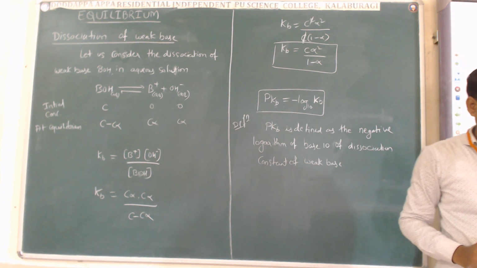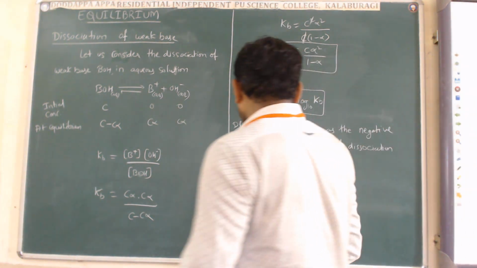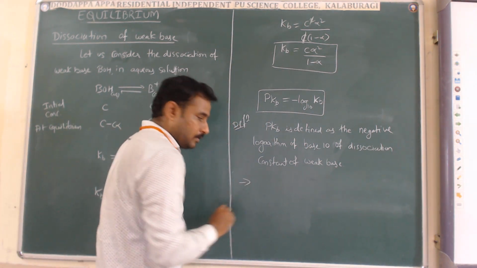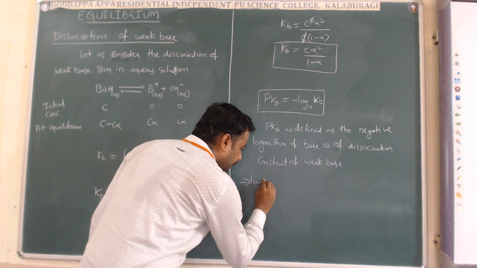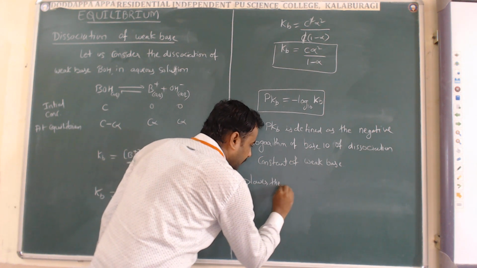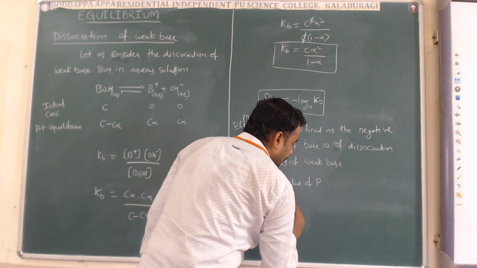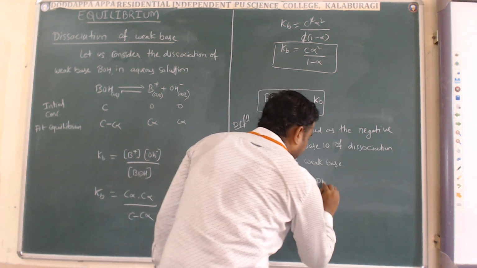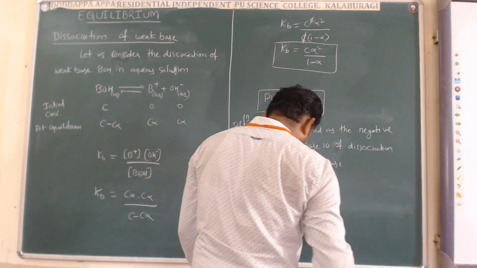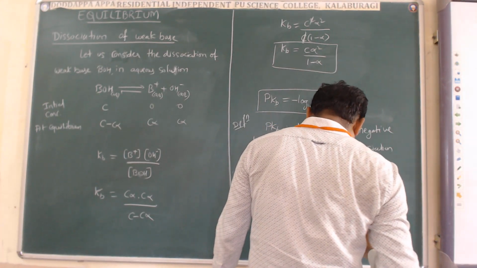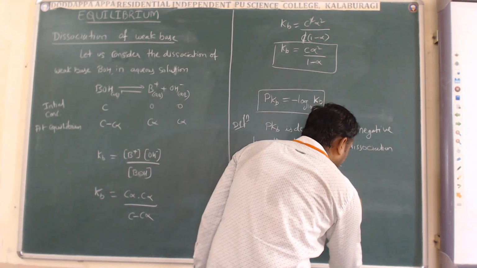In this one you have to remember a very important point: the lower the value of pKb, the stronger is the base.